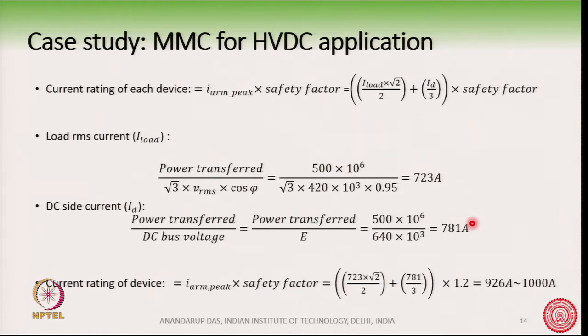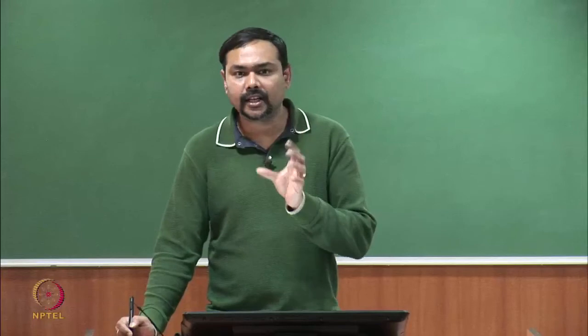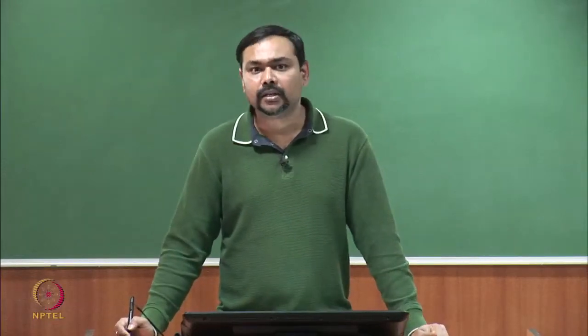Therefore, for the current rating of the device, if you take this and a safety factor of 1.2, you get a current rating of 926 ampere peak. So, you may choose an IGBT with an IC rating of about 1000 ampere, close to that value. Again, we have to be careful about the I square T rating of that device during that 10 microseconds; that must be kept in mind.